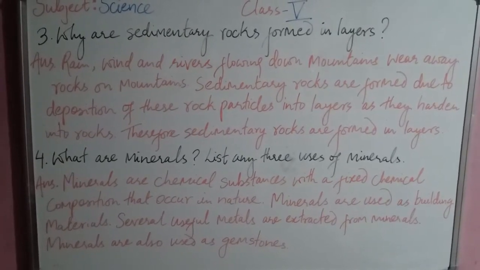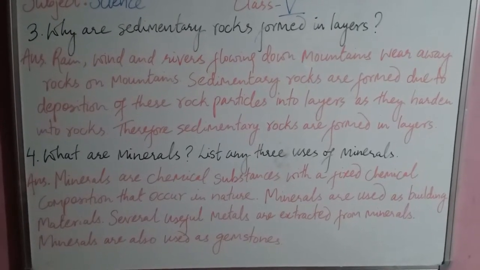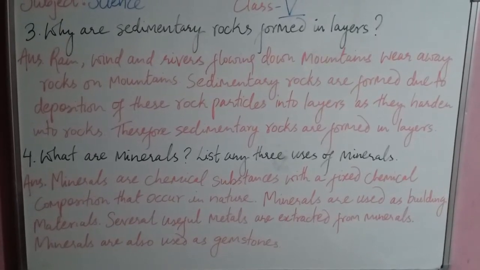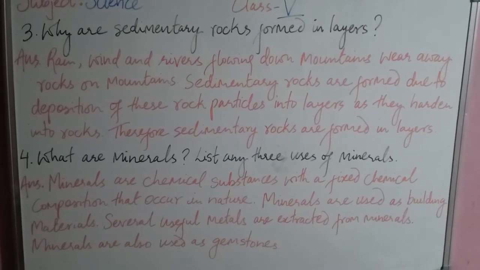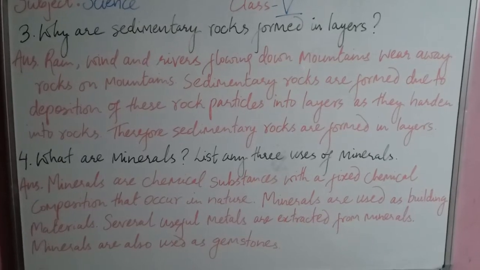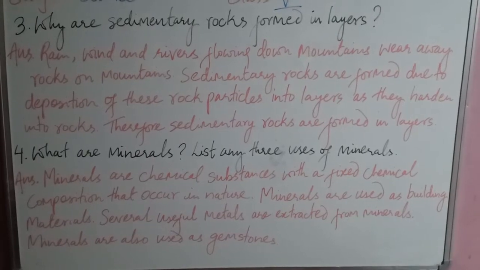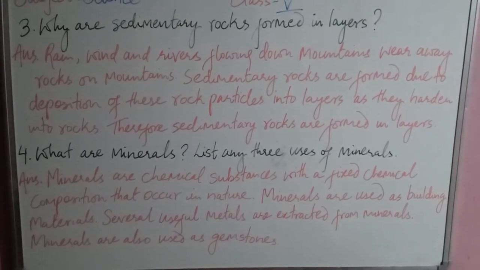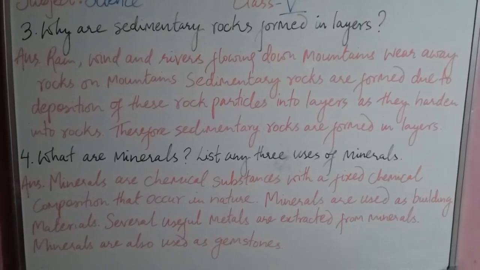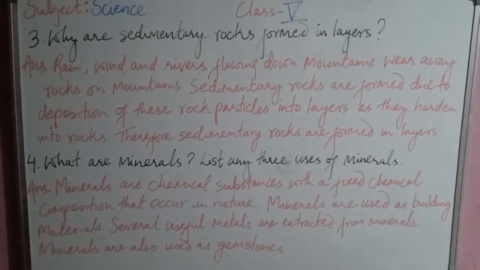Okay. Then we have question number 4. What are minerals? List any 3 uses of minerals. So you have to write, minerals are chemical substances with a fixed chemical composition that occur in nature, full stop. Minerals are used as building materials, full stop. Several useful metals are extracted from minerals, full stop. Minerals are also used as gemstones, full stop.